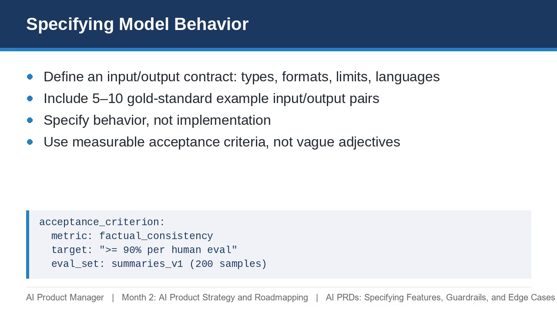Specify model behavior as an input-output contract. Be concrete about input types and limits, and output structure, tone, and length. Crucially, include gold standard examples. They communicate intent far better than prose. Spec behavior, not implementation. Don't lock engineers into a model or temperature. And replace vague words like accurate with measurable criteria, such as 90% factual consistency on a defined eval set.